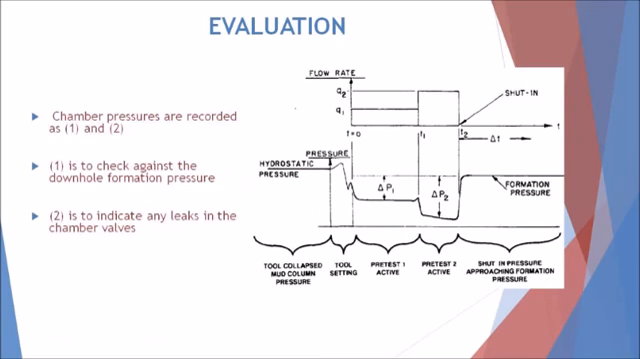Thank you. Hi everyone, my name is Waylin. Now I will explain about the evaluation of wireline formation testing. The chamber pressures are recorded as 1 and 2. The function of chamber number 1 is to check against the downhole formation pressure, and chamber number 2 is to indicate any leak in the chamber bath.